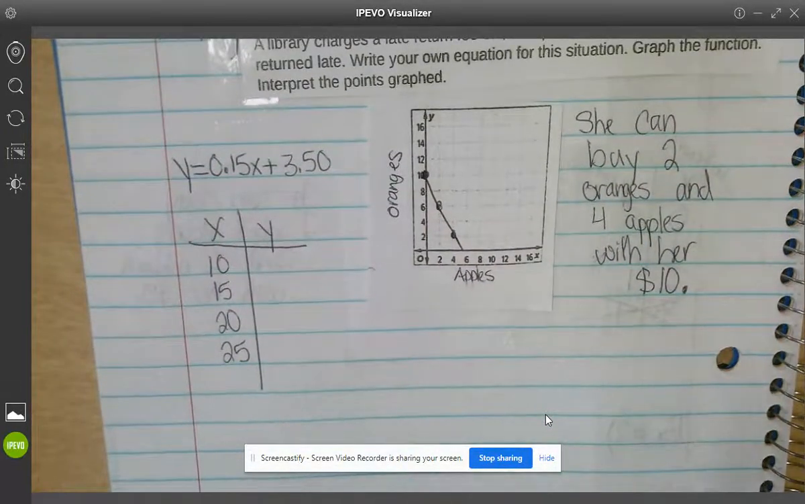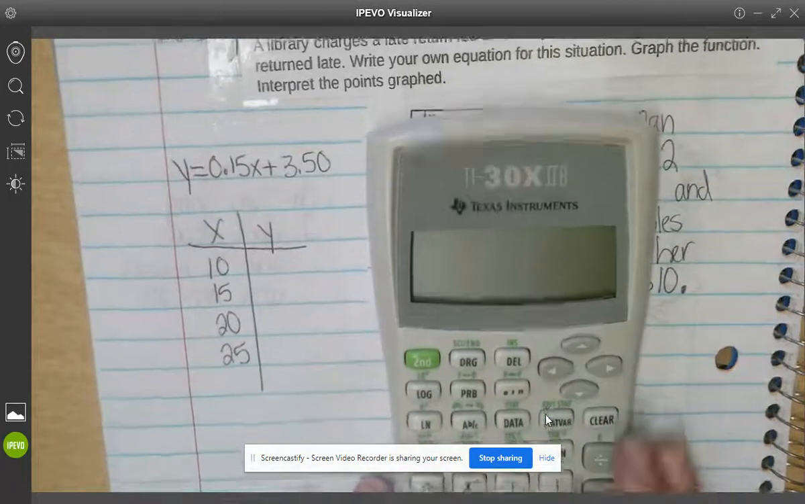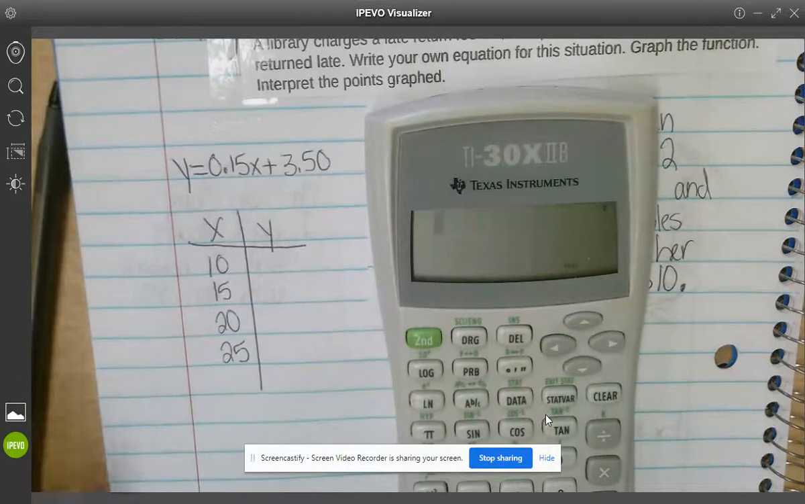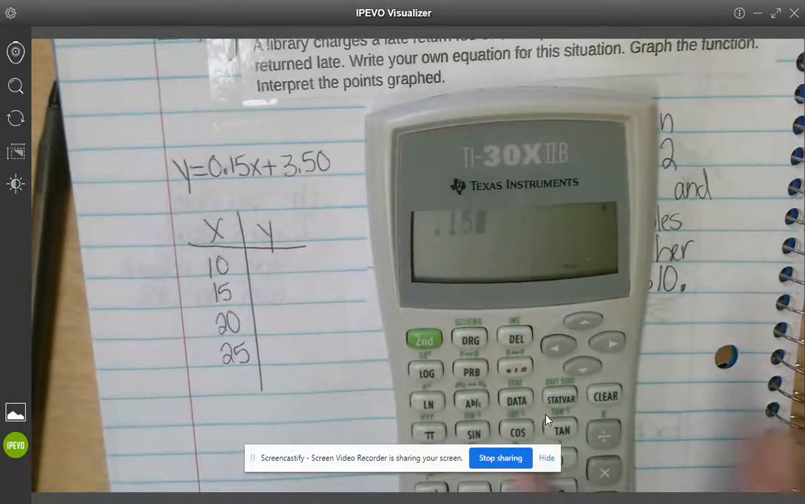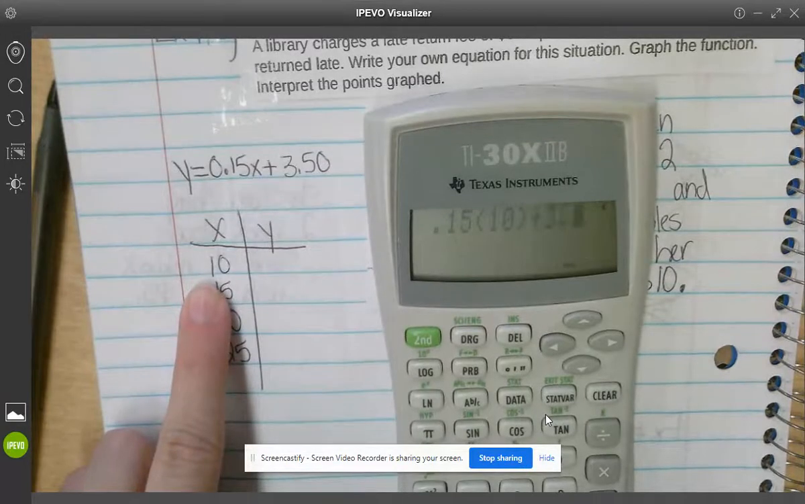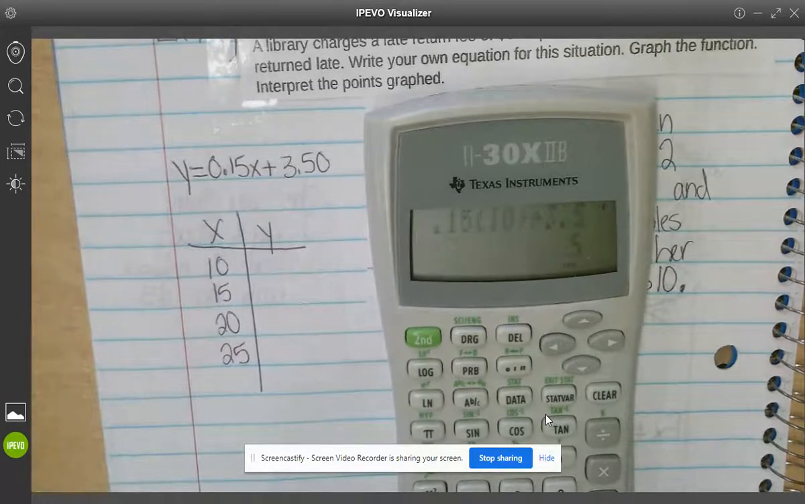I just got to cover this up. This is driving me insane. I'm going to cover it up with my calculator. Okay, so if you have a calculator, now is definitely the time to pull it out because I don't want to do this in my head. So I'm going to put 0.15 times 10 and then plus 3.50. That would give me 5.